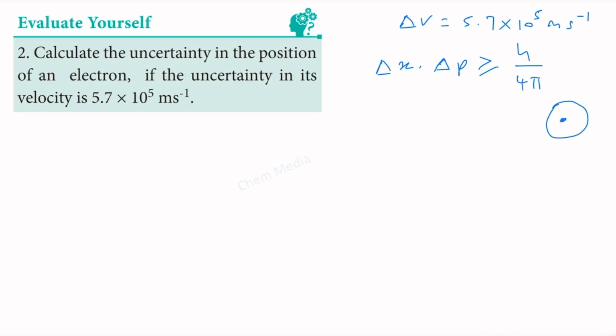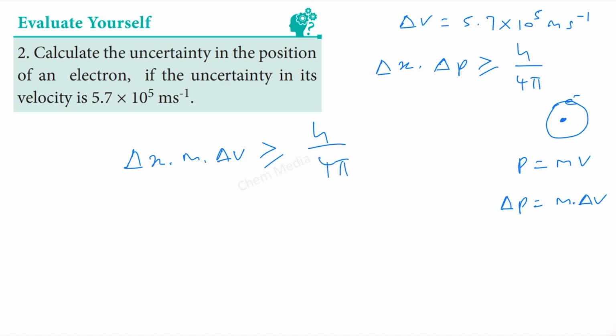Let us say this is the nucleus, this is the electron. So if you try to measure the position accurately, the velocity will be changing. If the velocity is changing, momentum will be changing, because P is m times v. So if you try to measure the momentum accurately, then the position will be changing. So therefore simultaneously measuring both the position and momentum accurately is not possible as per the uncertainty principle, and therefore delta P we can write as m times delta v. Therefore we can say that delta x times m times delta v is greater than or equal to h divided by 4 pi.